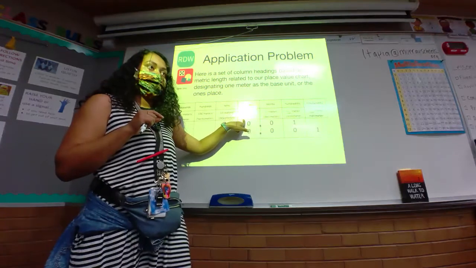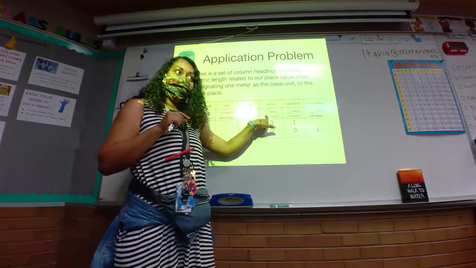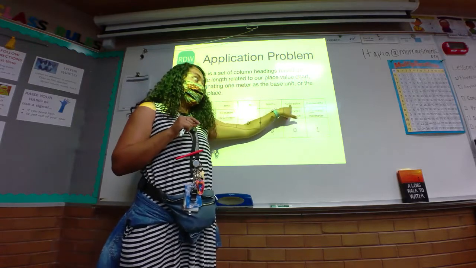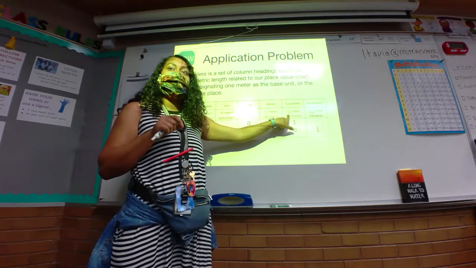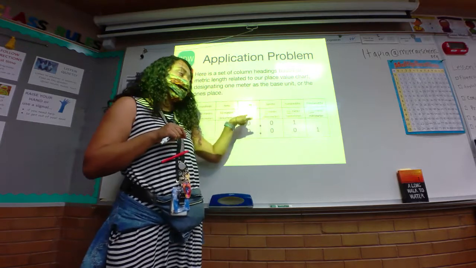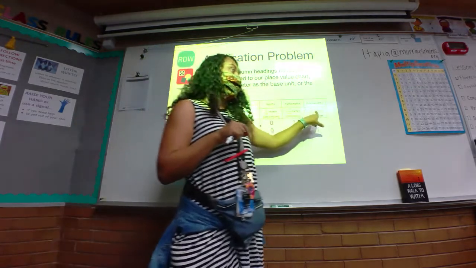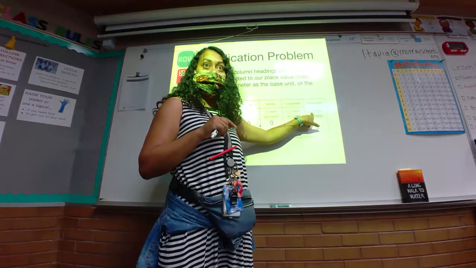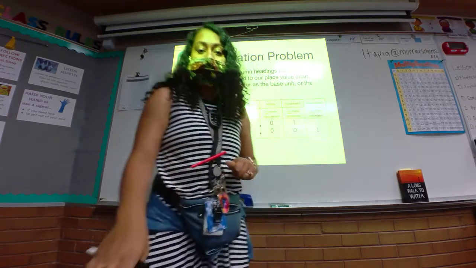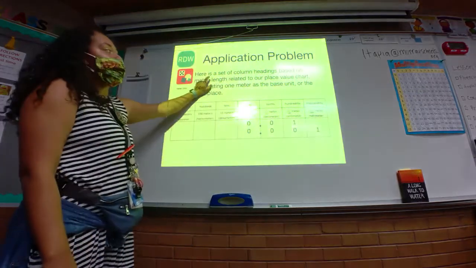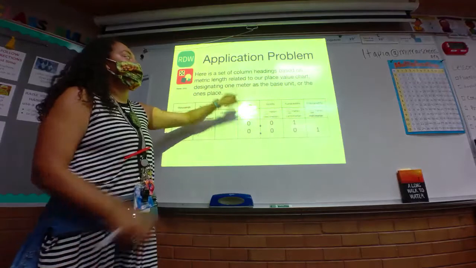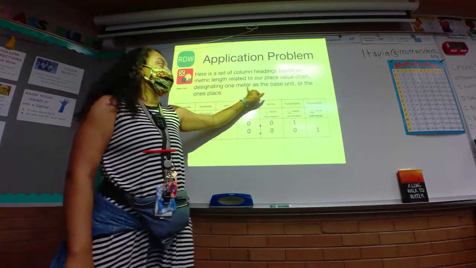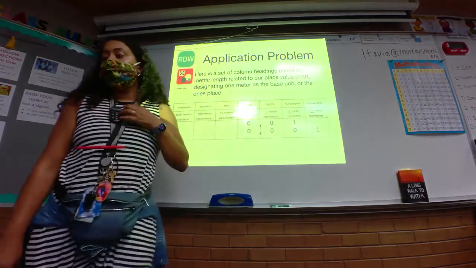Like money, yes. So like this is the dimes. So you need 10 tenths or 10 dimes to make $1. This is the hundredths, this is the pennies. You need 100 pennies or 100 hundredths to make $1. And this is less than a penny. This value does not exist as a coin. It exists digitally, okay? All right, so now, here's a set of column headings based on metric length related to our place value chart, designating 1 meter as the base unit or the ones place, okay?